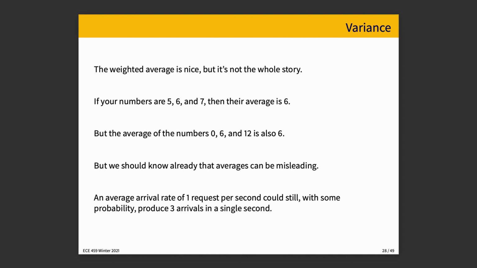So we should already know that averages can be a little bit misleading. If you have an average arrival rate of 1 request per second, with some probability, there is a chance that you get 3 arrivals in a single second. So don't be misled into thinking that if an arrival rate is an average, there's no variance in it, and it means you regularly get an arrival every 1 second. That's not necessarily true. The variance in this matters a lot, and you need to be able to handle that variance, just by having a queue where you keep things, where data is going to be stored until you're ready to process it.